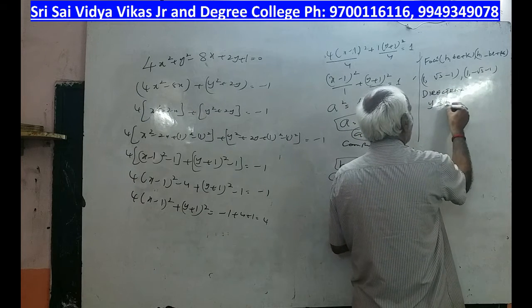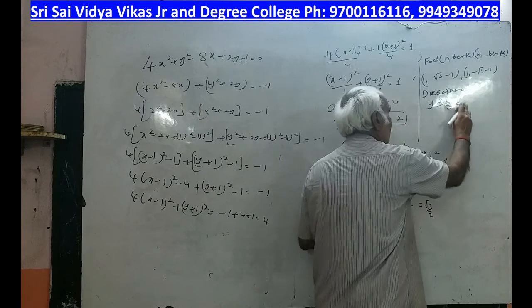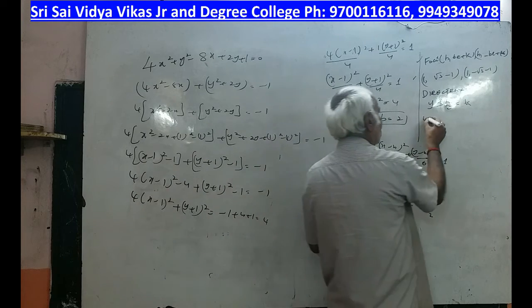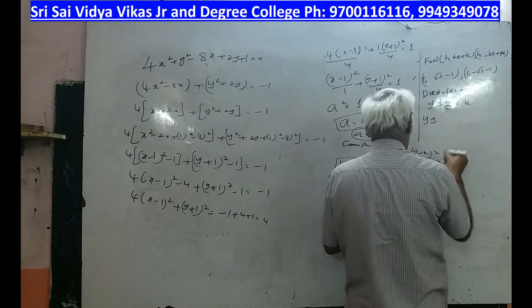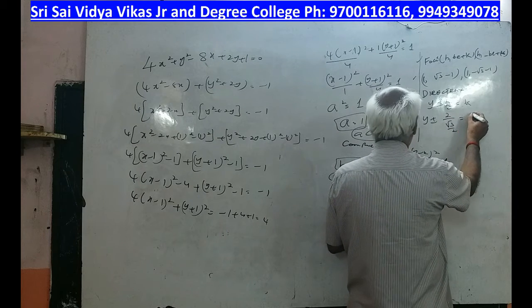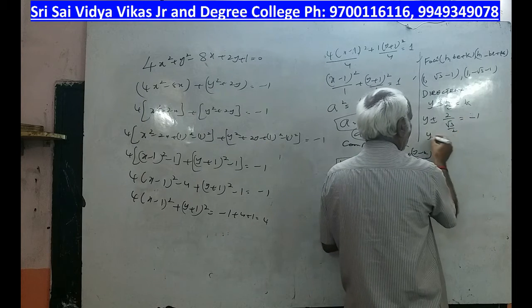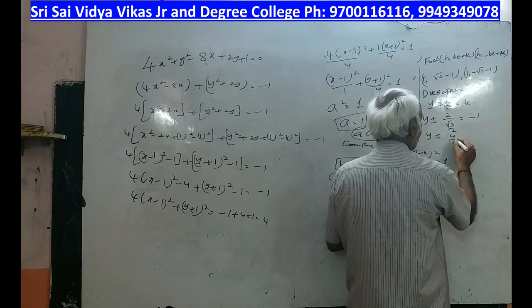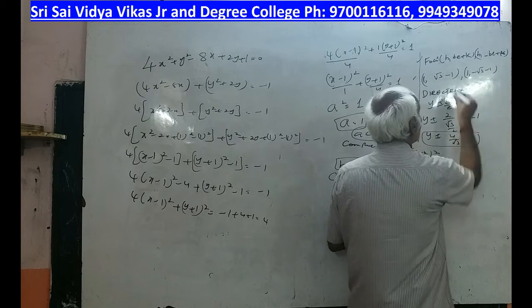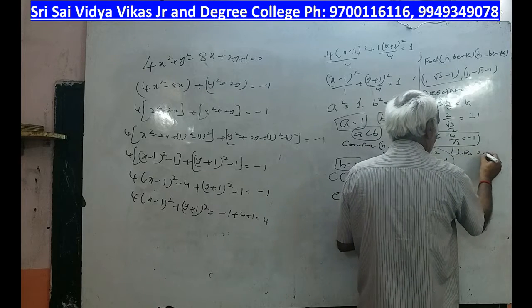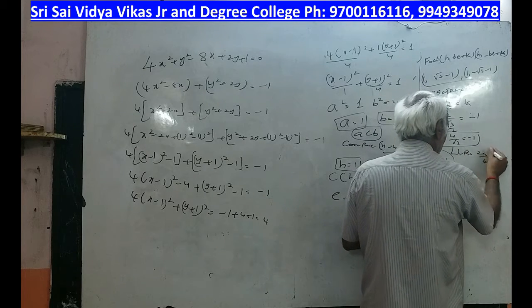Next, directrix: y plus or minus b/e is equal to k. So y plus or minus b value. What is the b value? 2 by √3/2. K value is what, sir? −1. So y plus or minus 4/√3 is equal to −1. Right? Now next, length of latus rectum, 2a²/b.